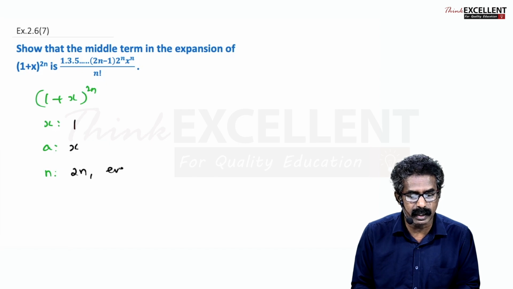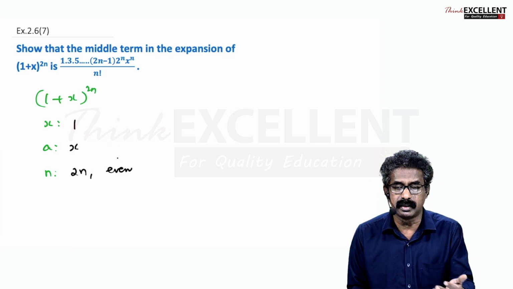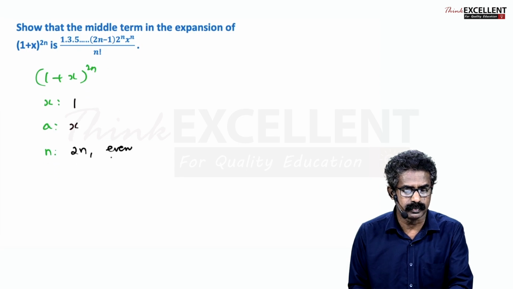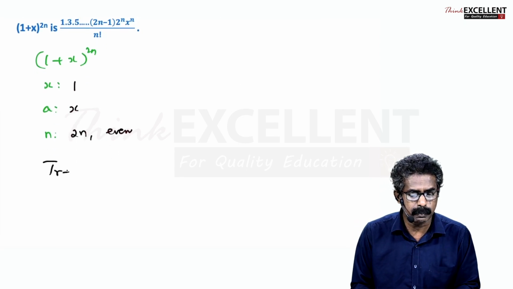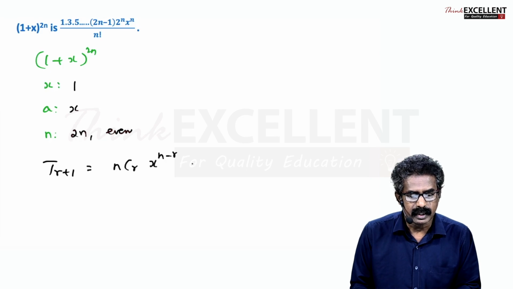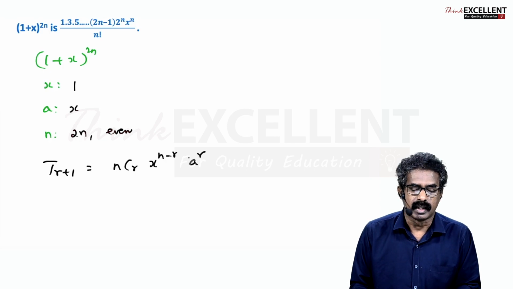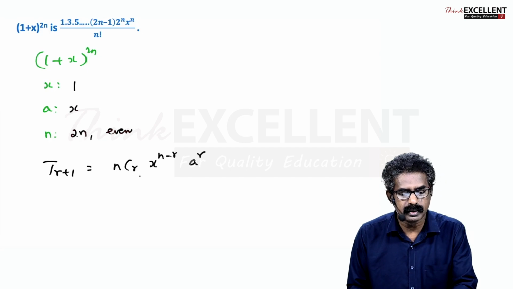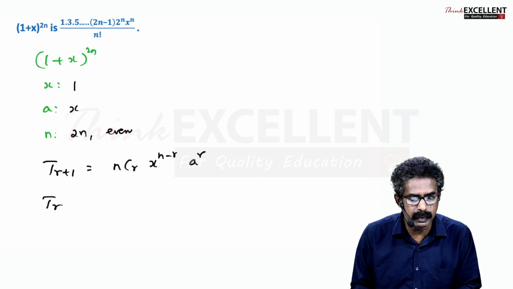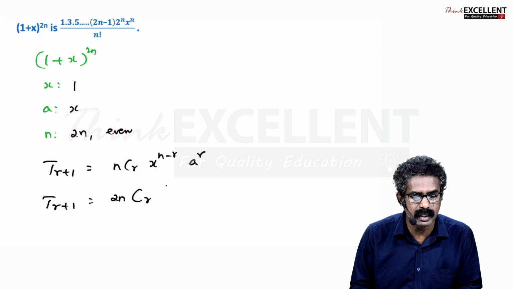It is even. Why I am writing even? Because middle term, we see odd or even, right? So T r plus 1, the formula nCr, x raised to n minus r, a raised to r, right? So we want the middle term, substitute the values. T r plus 1 is equal to, n is 2n Cr, x is 1 raised to 2n minus r, a value x raised to r, right?